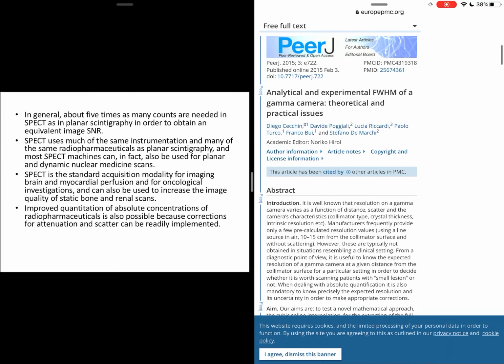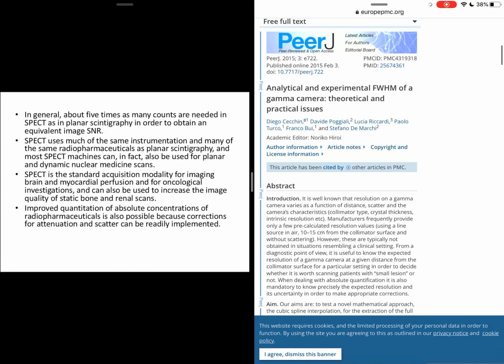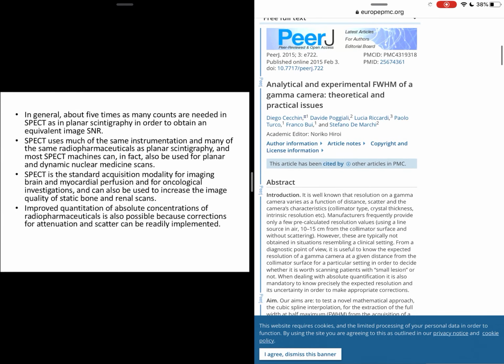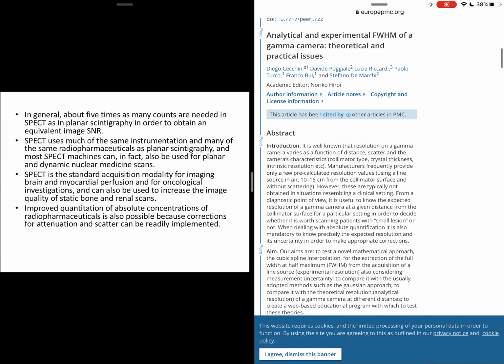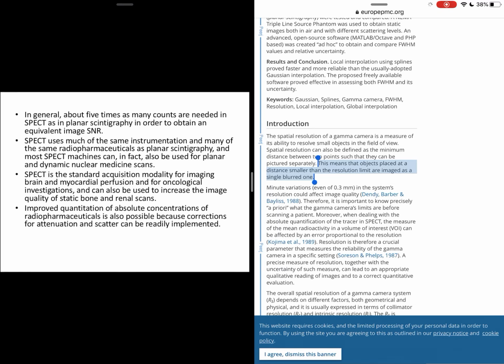I just want to share this article, which you might be interested to read. It is a free full text, analytical and experimental FWHM of a gamma camera, theoretical and practical issues. This is quite a good reference for you to understand more about the gamma camera.